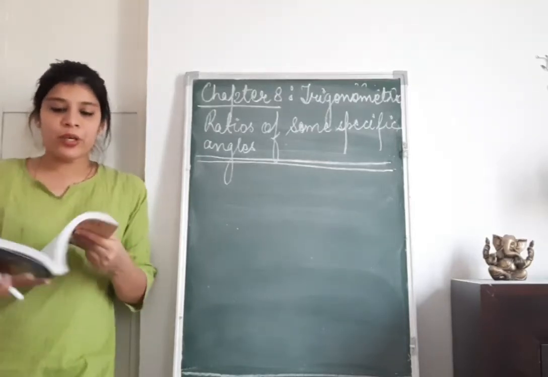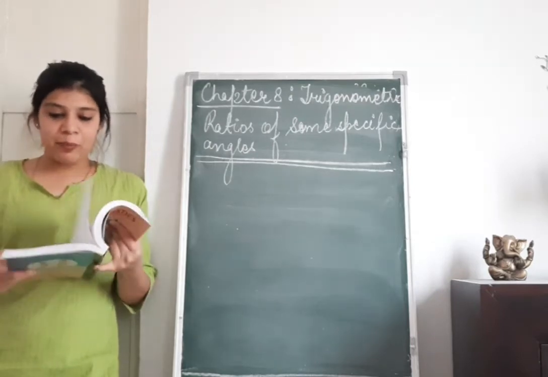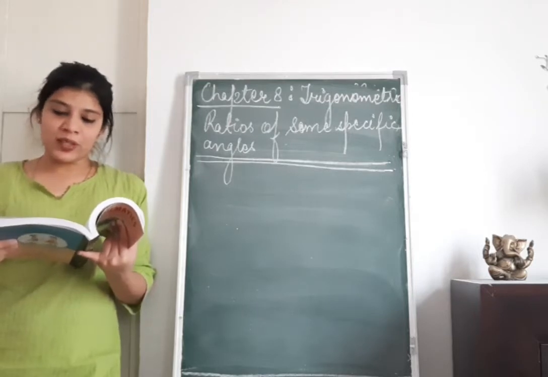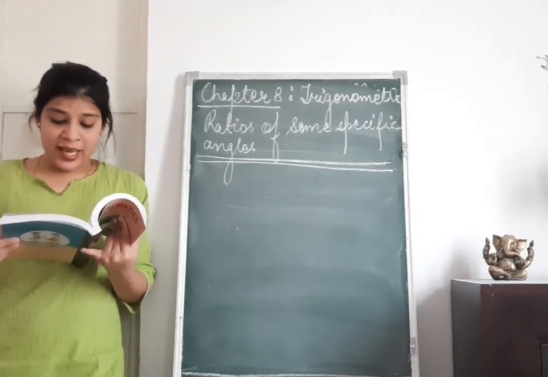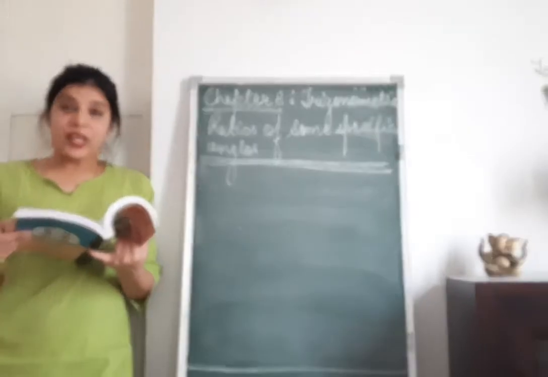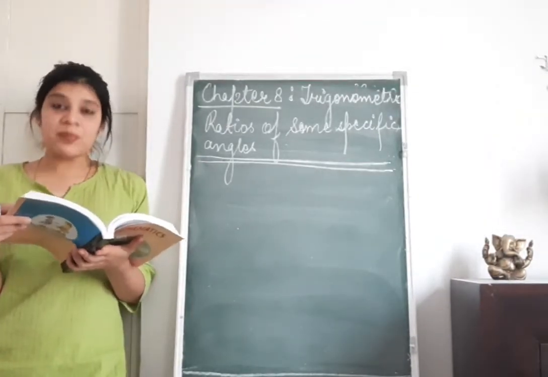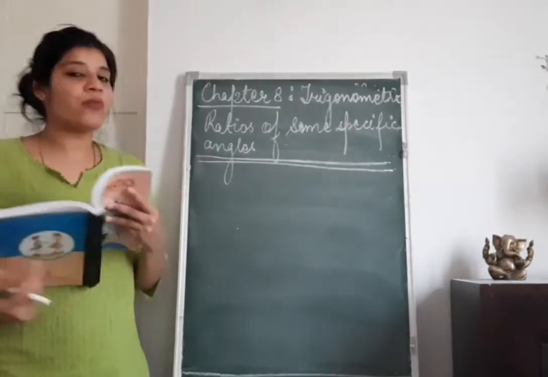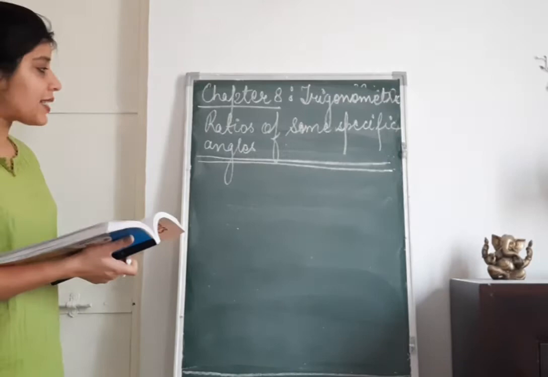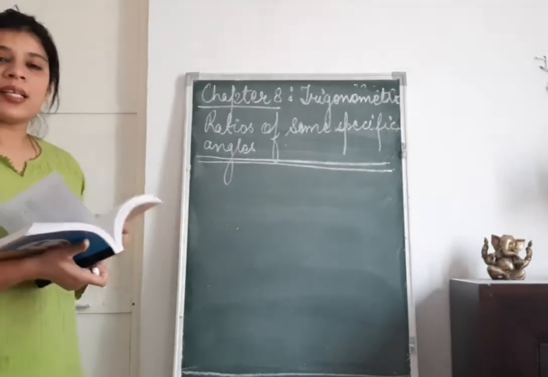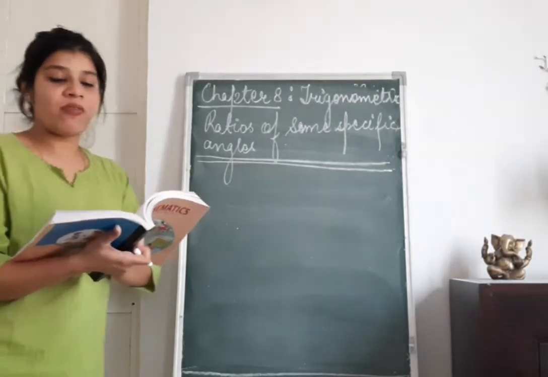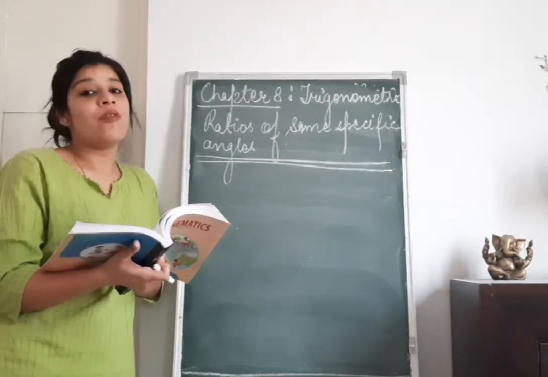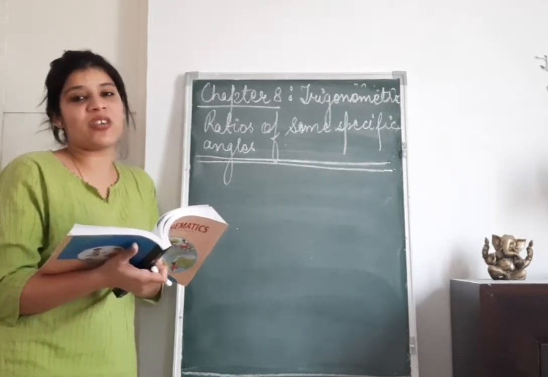So in my last video of trigonometry, we have completed exercise 8.1 till 11th question. That is, we have completed our exercise 8.1, and today I am going to start with trigonometric ratios of some specific angles. So these are the concepts which we will be using for our next exercise, that is exercise 8.2. So let's start. And let's see how we can find out the values of various trigonometric ratios such as 0 degree, 45 degree, 30 degree, 60 degree and 90 degree.